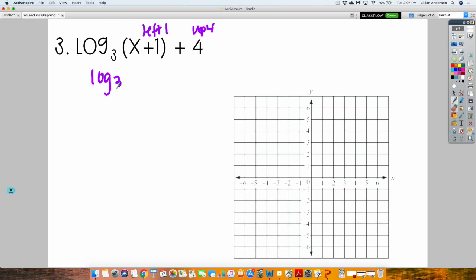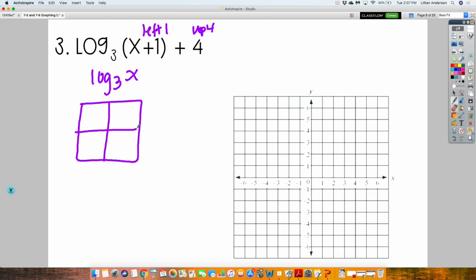So if I'm moving left 1, that means I'm doing what, AJ? Adding. Subtracting 1 to the x and what to the y? Adding 4. Okay, so my most basic table is going to be what? Anyone?